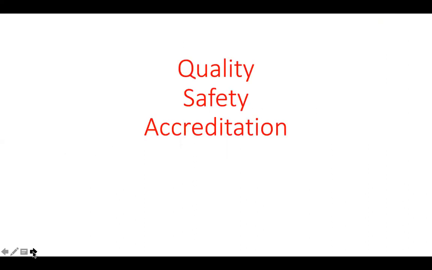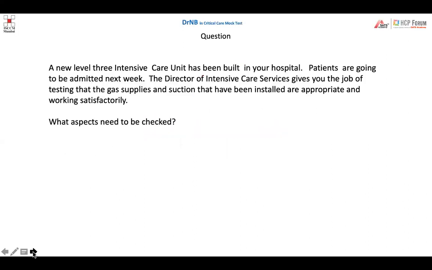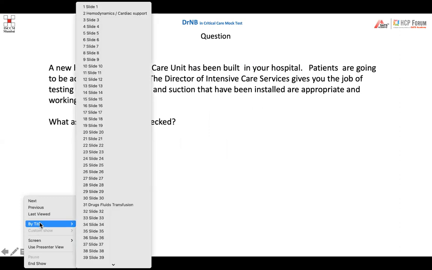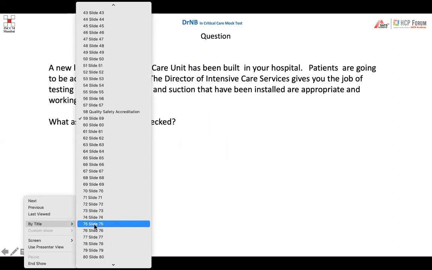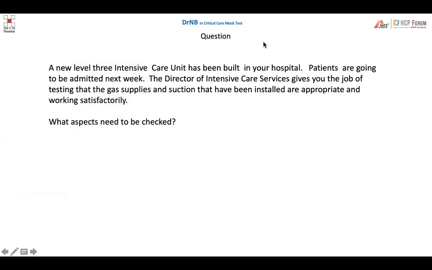Coming to quality, safety, and accreditation. A new level 3 ICU has been built in your hospital. Patients are going to be admitted next week. The director of the ICU services gives you the job of testing that the gas supplies and the suctions that have been installed are appropriate and working satisfactorily. What aspects will you check?